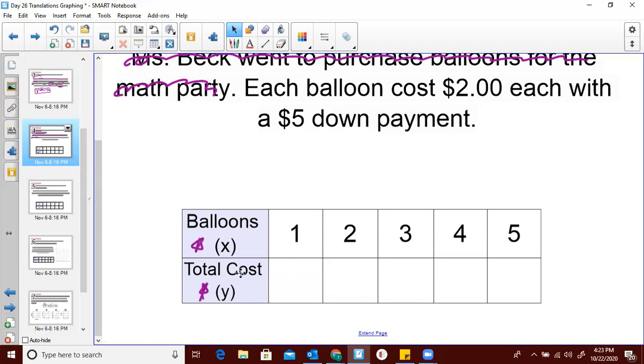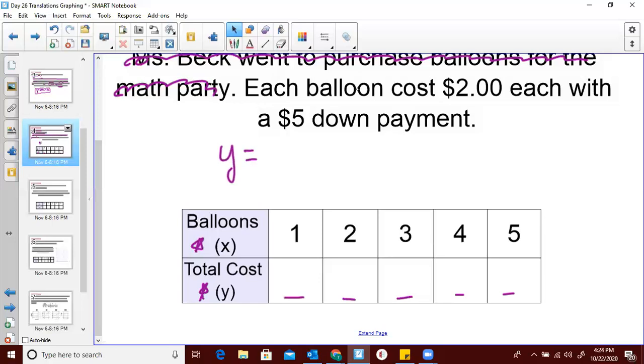Again, Y is total cost, and Y is what we're looking for. Notice there are blanks here, and that's what we're looking for. So I'm going to start off with Y equals. All right, so let me start reading. Let me really start looking into what we have here.